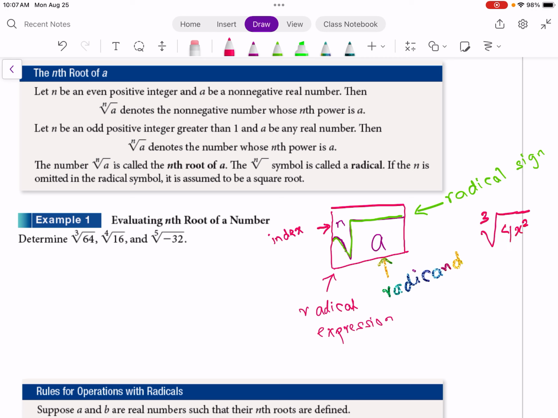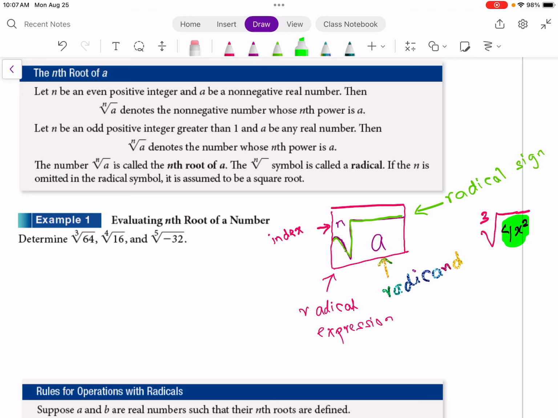Now in this radical expression, what is the index? The index is 3. What is the radicand? Everything under the radical sign is the radicand. So 4x squared is the radicand. It is not only a number; whatever you have under that radical sign is the radicand.